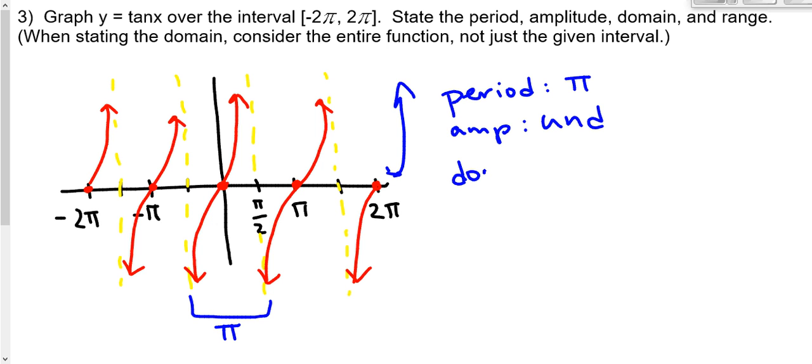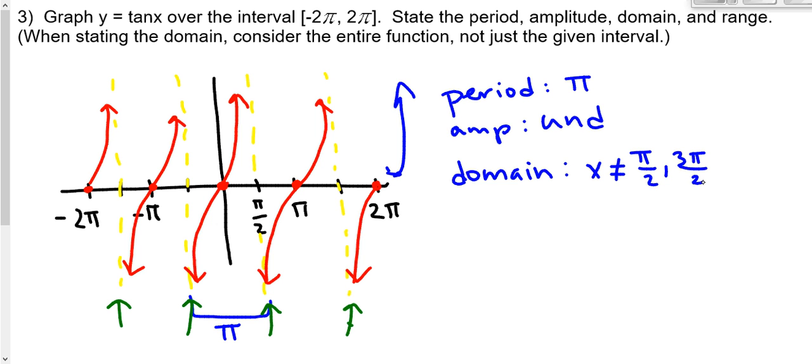The domain. This will be a little bit trickier because we have all those places where we have vertical asymptotes, and so there's no x value there. There's no x value at pi over 2, at 3 pi over 2, at negative pi over 2, negative 3 pi over 2, and so on and so forth. So we need to skip over those in our domain. So what we could say is x is not equal to pi over 2, 3 pi over 2, 5 pi over 2, etc. But there's a more efficient way to say that because we can't list them all. There are infinitely many of them. So here's what we can say instead.